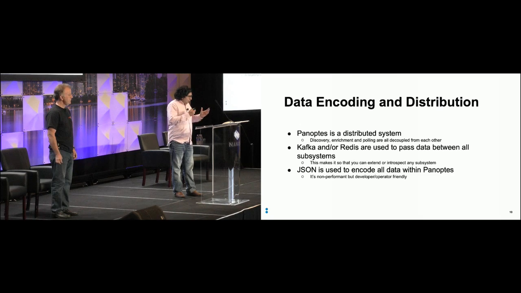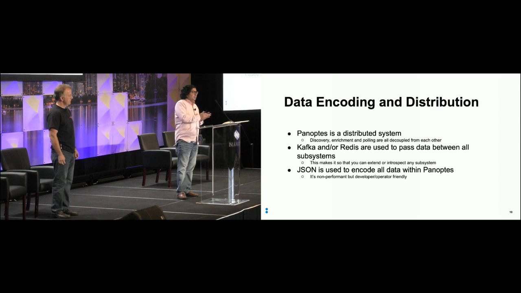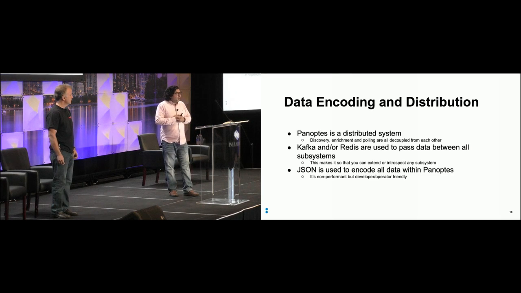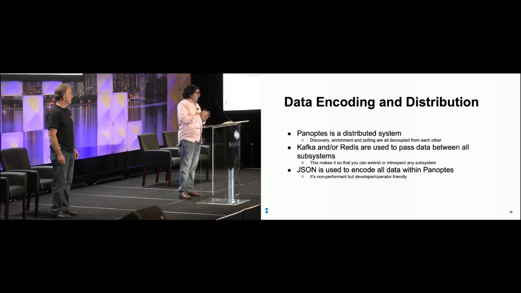Because it's a distributed system, we obviously need a way to pass data between them. We use Kafka and Redis, depending on different use cases, to actually pass data between these subsystems. The other thing is, because we're passing data, we need to choose a serialization format. So we decided to go with JSON. Now, JSON is extremely inefficient and it's slow, but it is very operator and developer friendly. So it's a cost we were willing to pay.